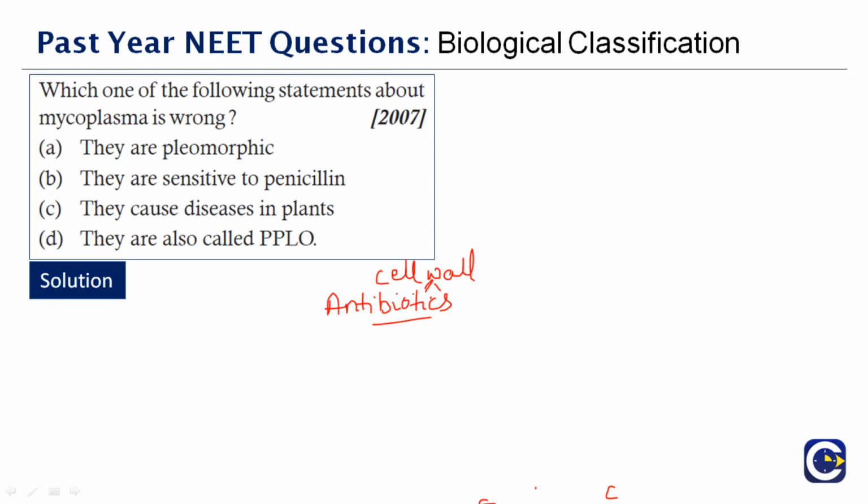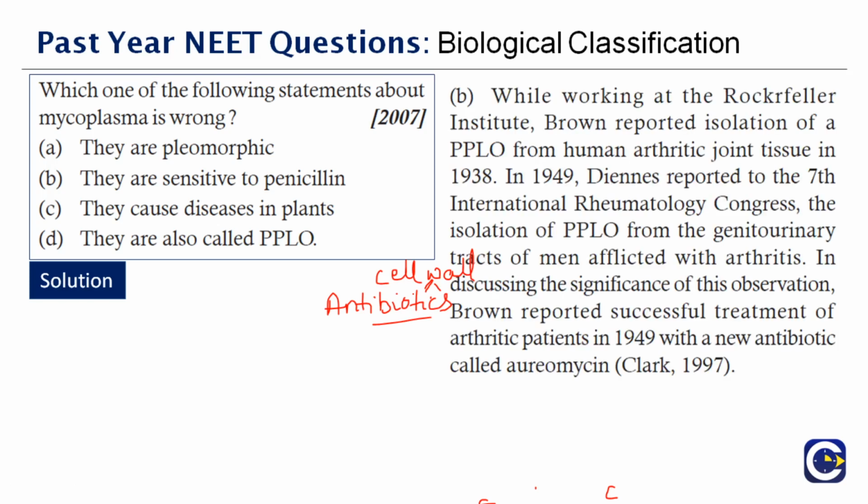The correct answer is they are sensitive to penicillin. While working at the Rockefeller Institute, Brown reported an isolation of PPLO. What do you mean by PPLO? It's a pleomorphic system. Now can you recall? See, the full form is PPLO. It is a mycoplasma resistant to antibiotics, and the full form is pleuropneumonia like organism.